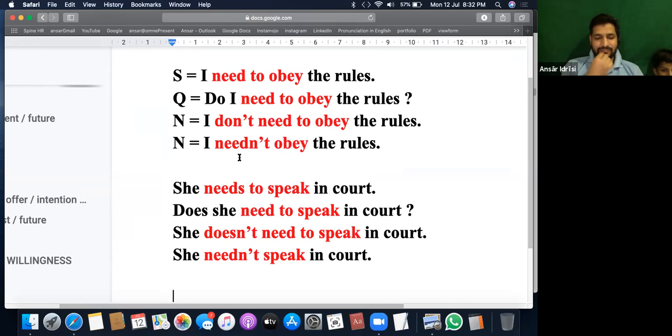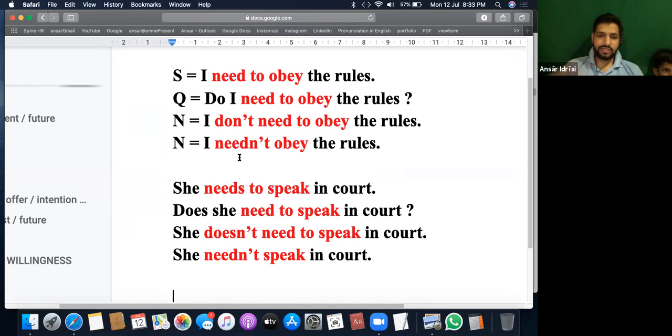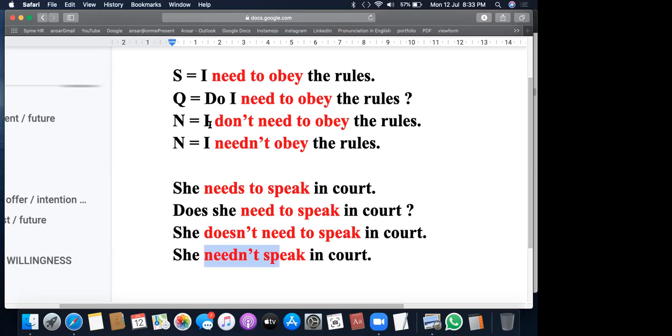Next. I need to ignore. I need to emphasize. Do I need to emphasize? I didn't. I need to exchange. Do I need to exchange? I didn't need to exchange. I needn't exchange. I need to forgive. Do I need to forgive? I don't need to forgive. I needn't forgive.